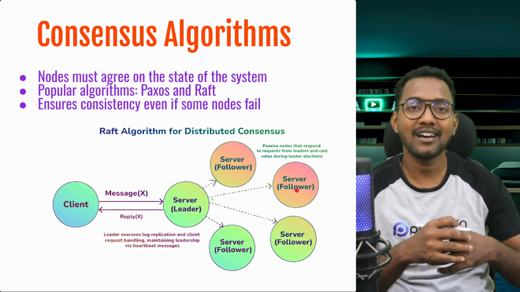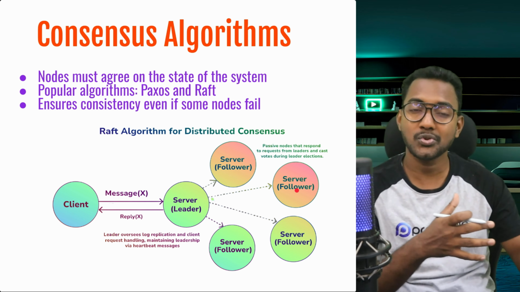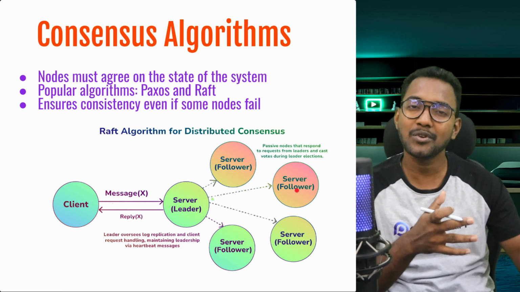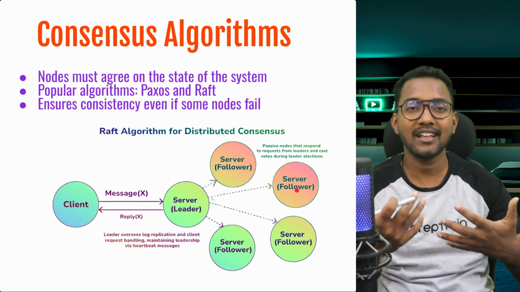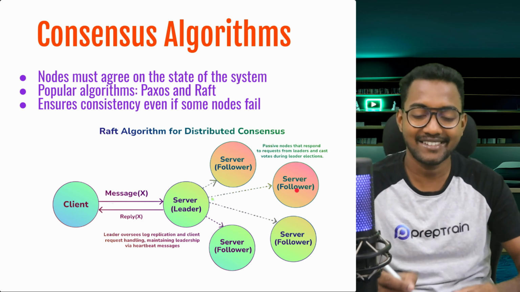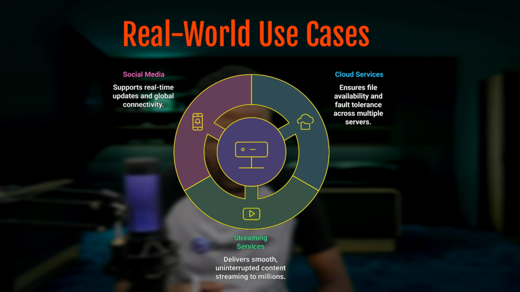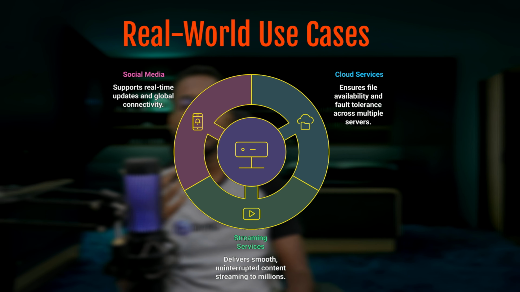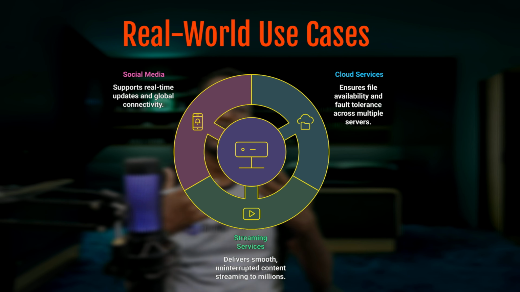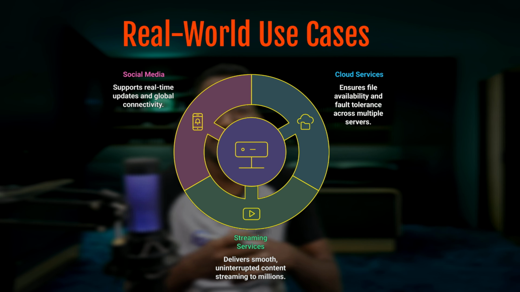Now that we have covered how consensus algorithms help nodes agree on the state of the system, let's move on to some real world use case scenarios of distributed systems in the next slide. Alright, let's wrap things up by looking at some real world use cases where distributed systems are applied. You might be surprised to see how common they are in the technology we use every day.